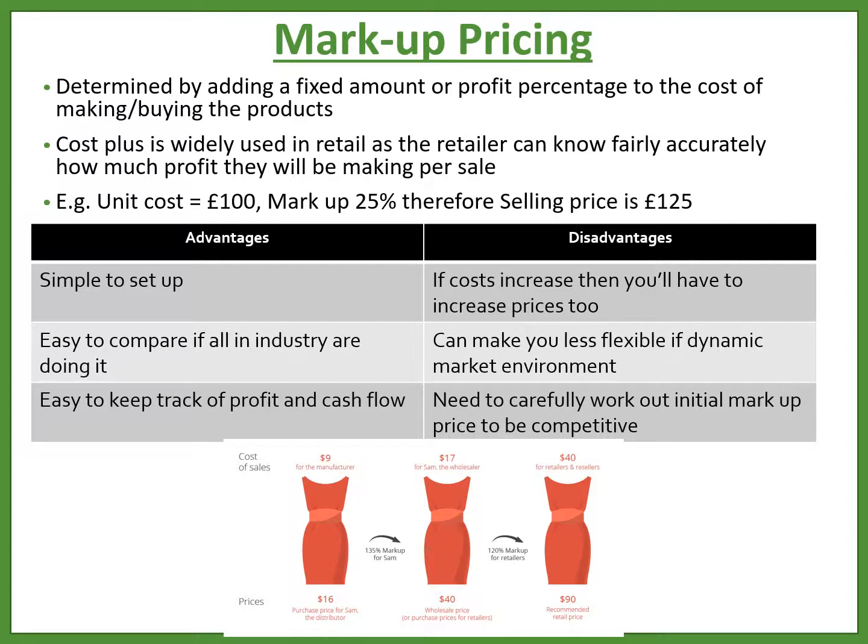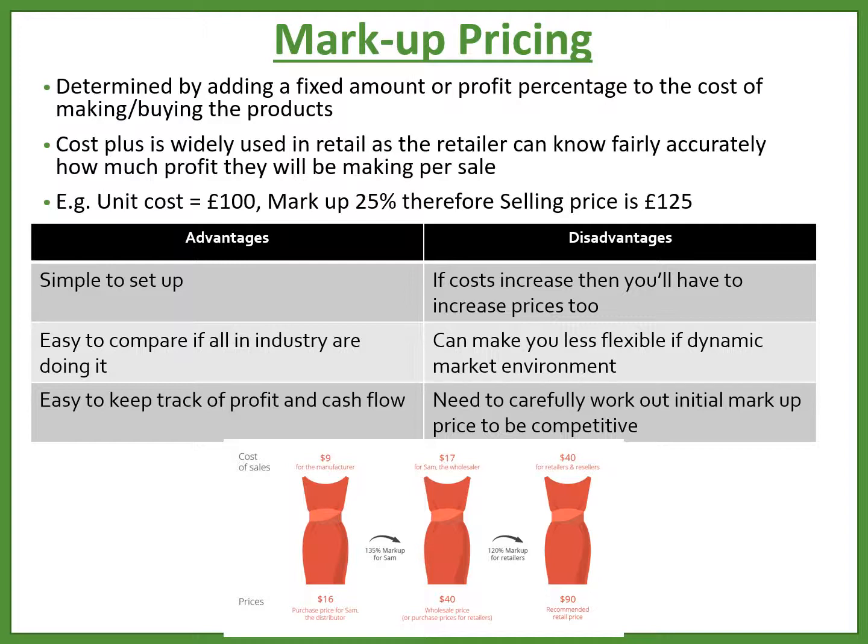So our first strategy is markup pricing. So this is probably the easiest one, which is determined by just adding a fixed amount of profit, or profit percentage, to the cost of actually making or buying the products. So cost plus is another word for it, and it is widely used in retail as it's fairly accurate on how much profit you will actually make per sale. So it's simple to use. For example, unit cost might be £100, markup 25%, therefore your selling price would be £125.